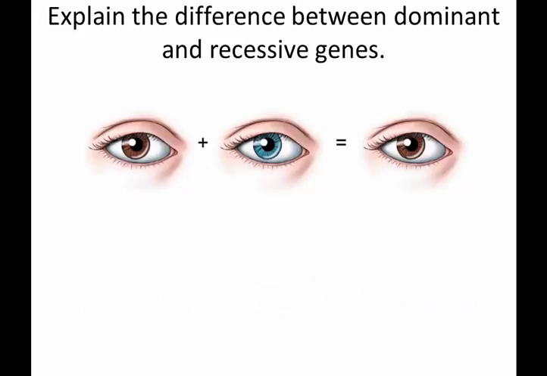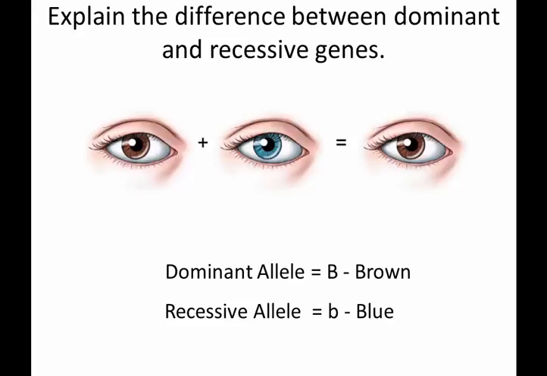This comes to the idea again of dominant versus recessive genes or alleles. A dominant allele is an allele that, when present, dominates over any other allele. The recessive allele is an allele then that is recessive to or dominated over the dominant allele.